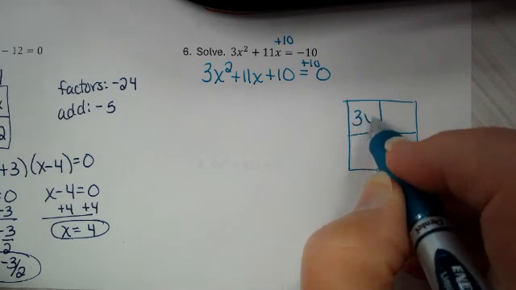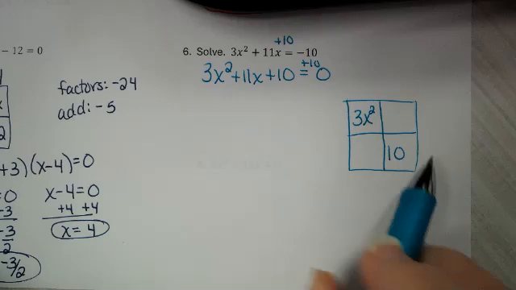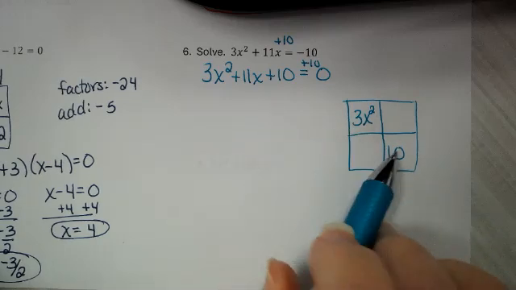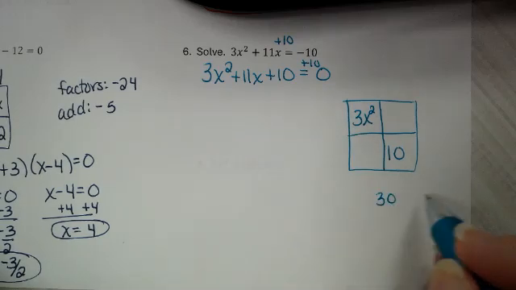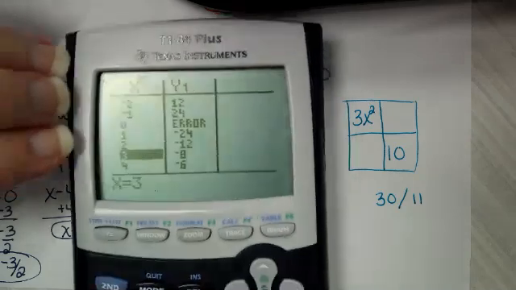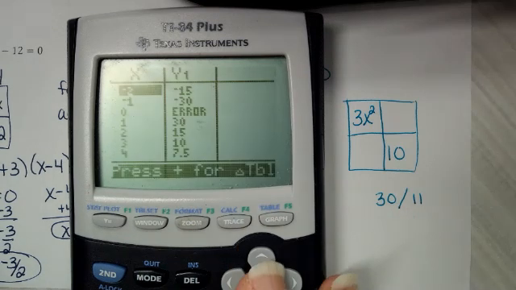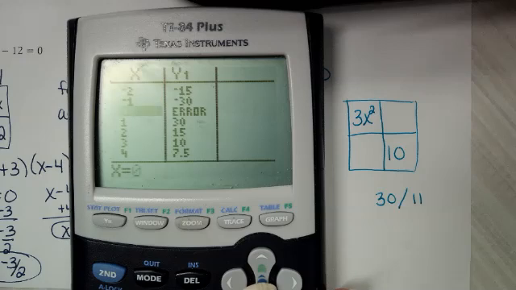So I have a 3x squared in the top corner and a 10 in the bottom corner. We're going to multiply those together. I need factors of 30 that add up to 11. So I think I know what those are, but if you can't think of them, then you go here and you say 30 divided by x and look at your list. I need to add up to 11. So let's see. There they are, 5 and 6.